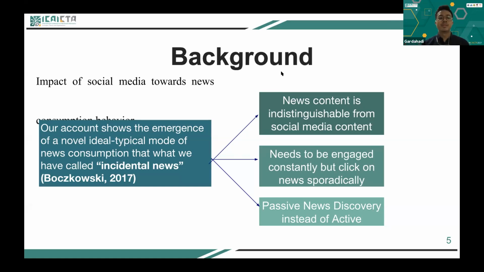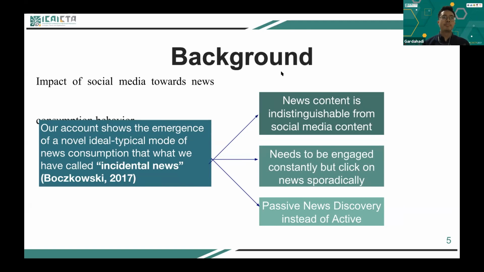Basically, the key aspects of incidental news are three things, right? First is that news content is now indistinguishable from social media content. That means you get the news content alongside social media content, which is like updates from your friends and everything. It becomes a bit harder to distinguish. Secondly, there exists now a need to be engaged constantly, but people click on the news sporadically.